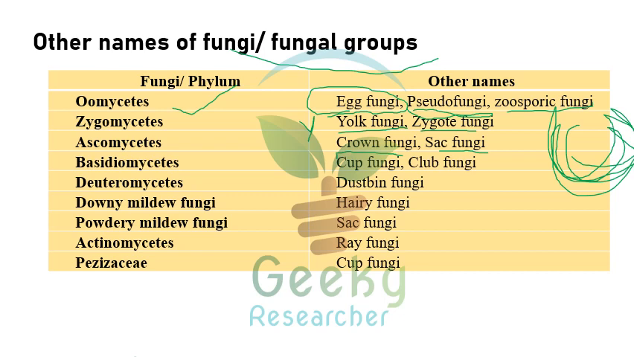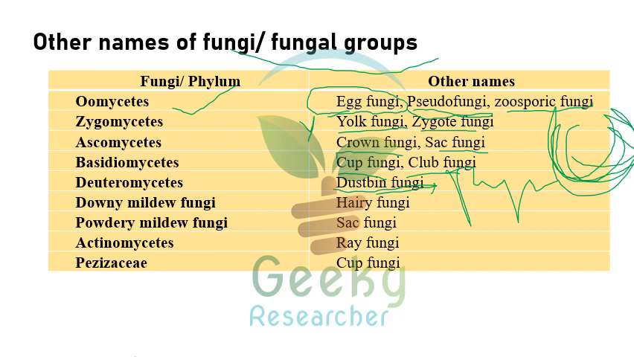When it comes to Basidiomycetes, it is called club fungi or cup fungi, where the basidiospores are produced from a structure called the club. That's why it's called club fungi, otherwise called cup fungi. Deuteromycetes is otherwise called dustbin fungi. Why is it called dustbin fungi? Because there is no sexual stage. Now Deuteromycetes is just joined to Ascomycetes. Before it was separated, Deuteromycetes was otherwise called fungi imperfecti. Fungi imperfecti or dustbin fungi, you can also note it down. Not only dustbin fungi, it is also called fungi imperfecti.